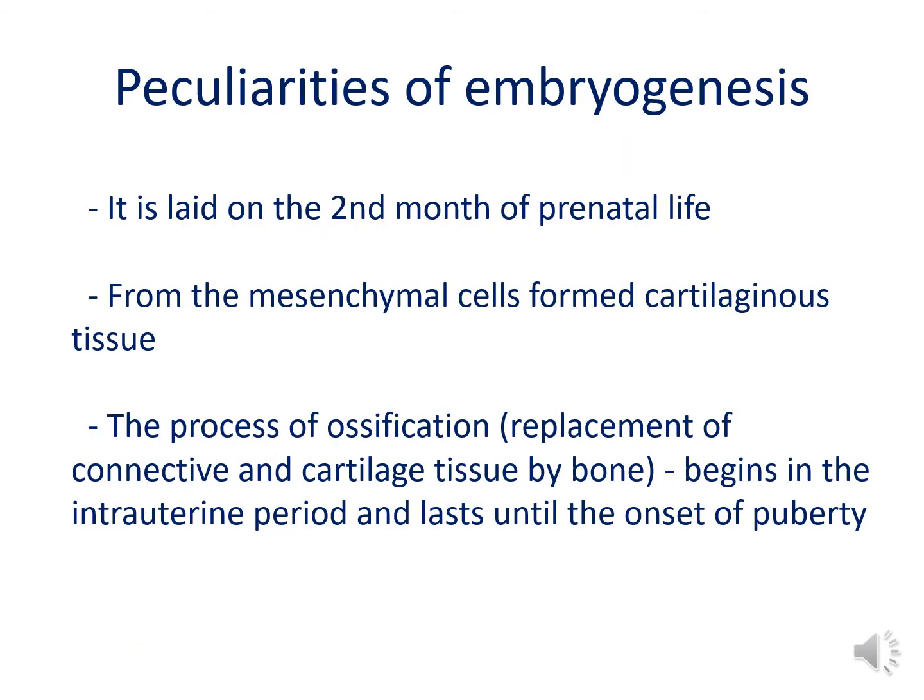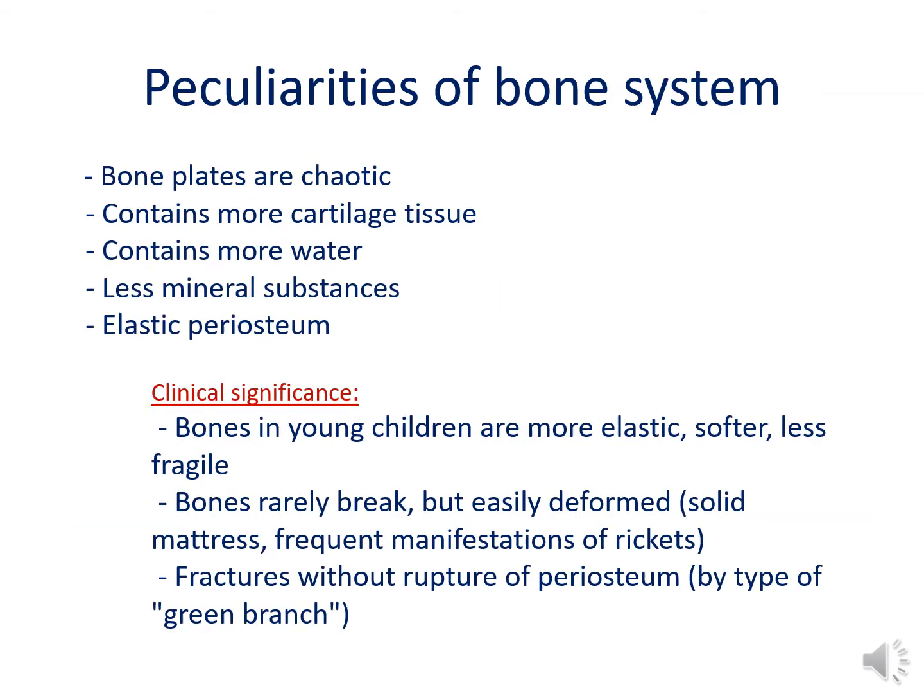Bone system lays down late in the second month of prenatal life. Cartilaginous tissue is formed from the mesenchymal cells. And the process of ossification, or replacement of connective and cartilage tissue by bone, begins in the intrauterine period and lasts until the onset of puberty. The skeletal system of children has the following features.